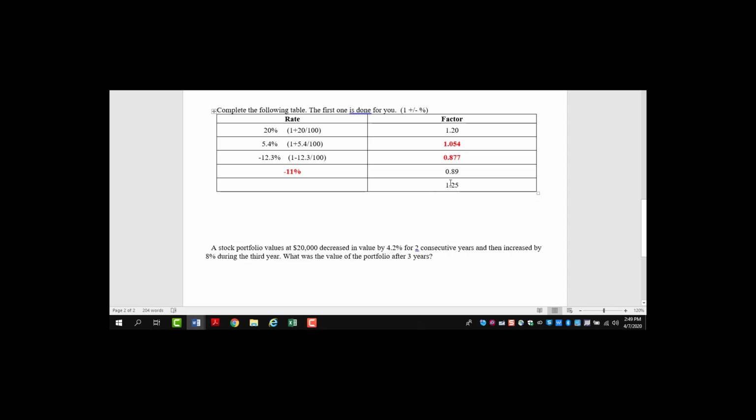Now this one, I'm going to look at it a little differently. I'm going to increase it by 1.25. That's 1 plus 25 over 100. The 1 comes from here, and then 25 over 100. So that really means that you're going to increase something by 25% if you multiply it by 1.25.